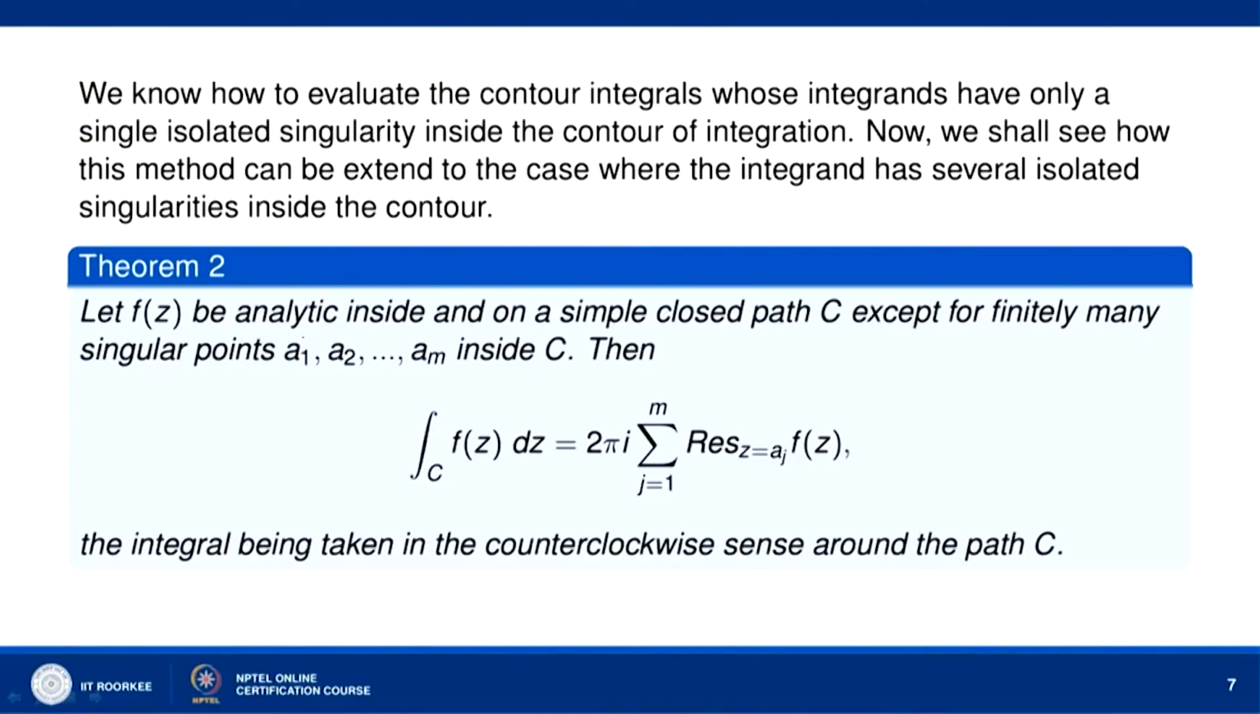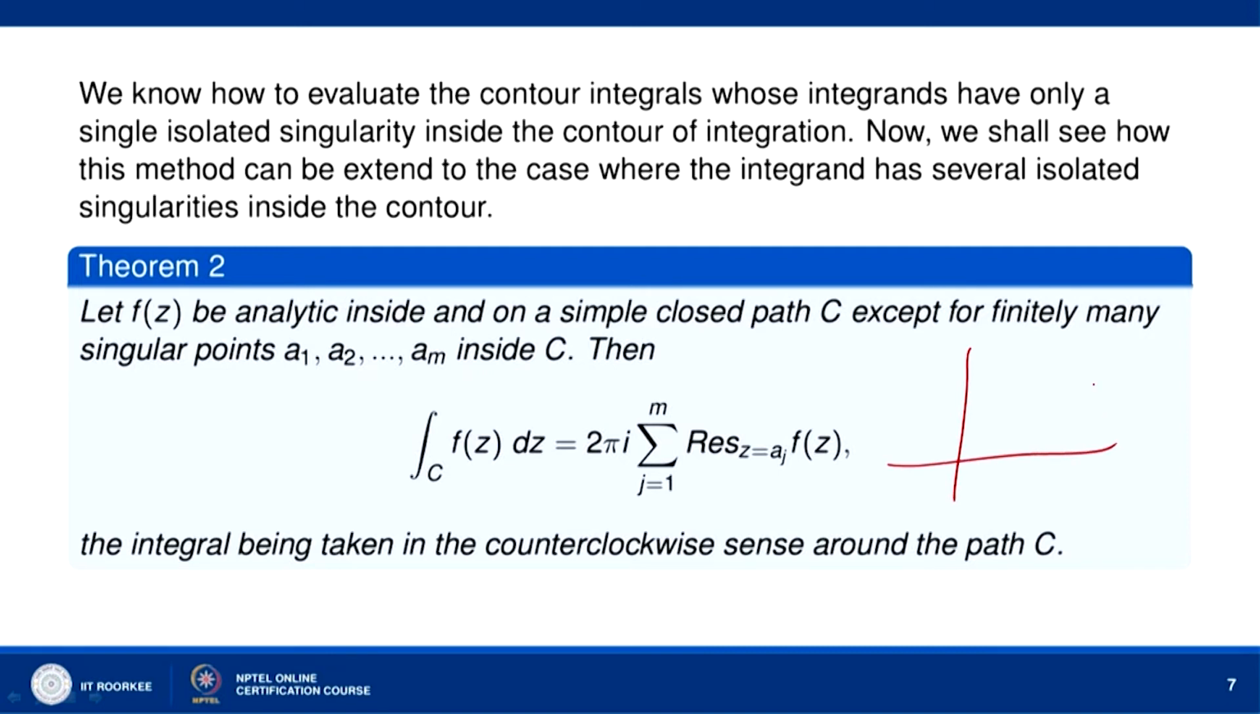Let f(z) be analytic inside and on a simple closed path C except for finitely many singular points a1, a2, ..., am inside C. Then the integral of f(z) around C is 2 pi i times the sum over j equal to 1 to m of the residue of f(z) at z equal to a j.